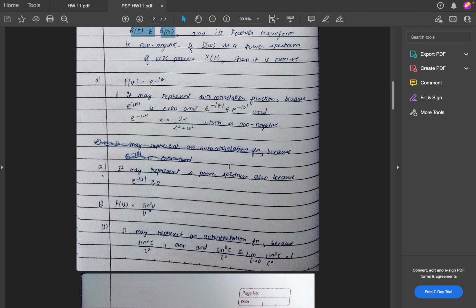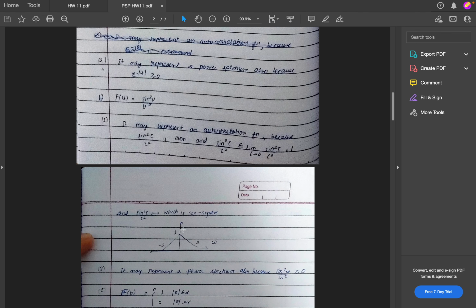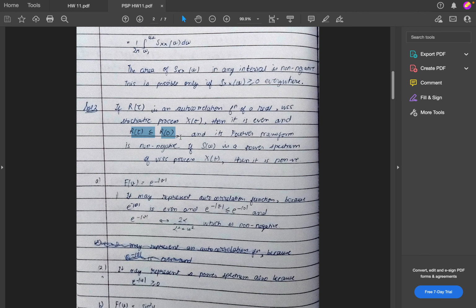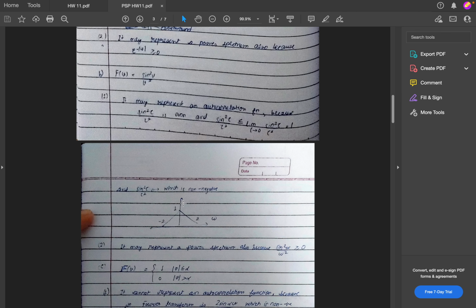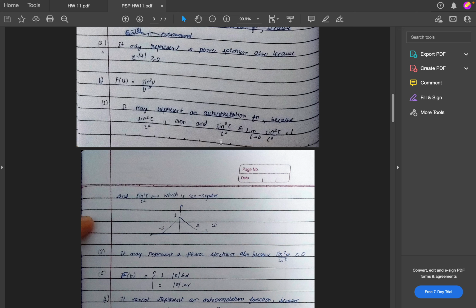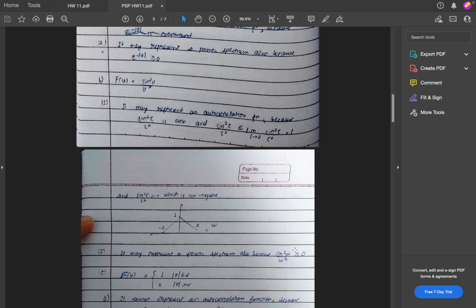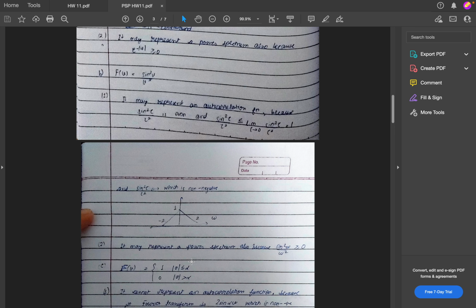And for the third condition, the Fourier transform, if we find the Fourier transform of this term, it will come out to be as what we see on the plot, and clearly this is non-negative. So yes, the function satisfies all three criteria for autocorrelation. So it may represent an autocorrelation function. Now again for the power spectrum, this is clearly non-negative, so this definitely represents a power spectrum.